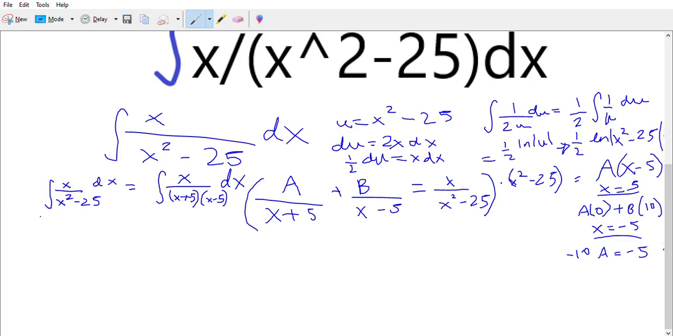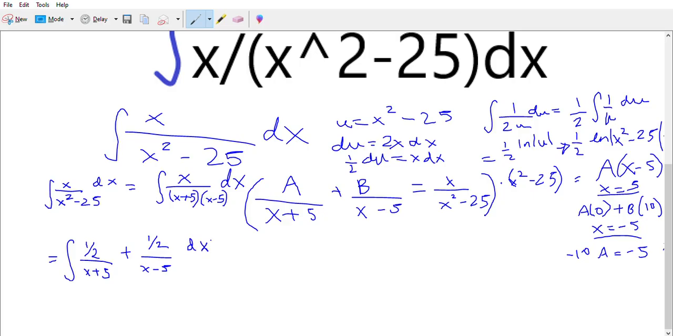So at this point, what we are integrating will be one-half divided by x plus 5 plus 1/2 over x minus 5, all that dx.